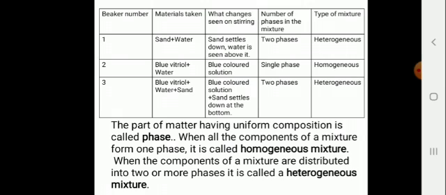A phase of oil is seen above water. So here two distinct phases are seen. So oil plus water is an example of a heterogeneous mixture. Watch this video in order to get the concept of homogeneous and heterogeneous mixture.